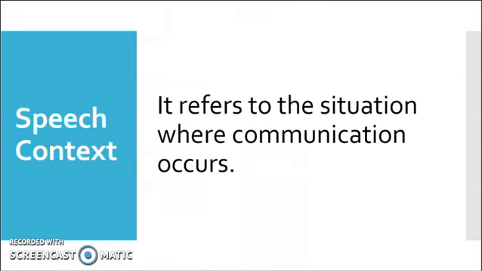When we say speech context, it refers to the situation where communication occurs. Knowing speech context and its types tells you who the receiver is and what importance to place on something, what assumptions to draw or not on what is being communicated, and most importantly, it puts meaning to the message.